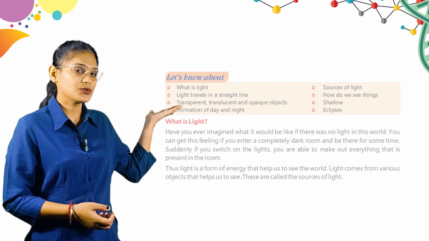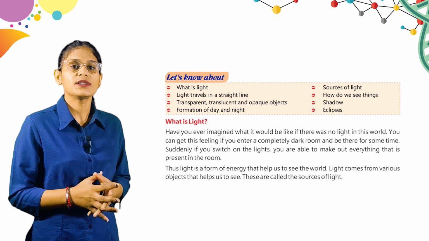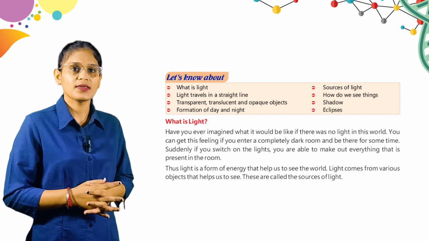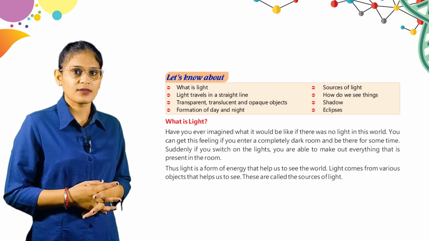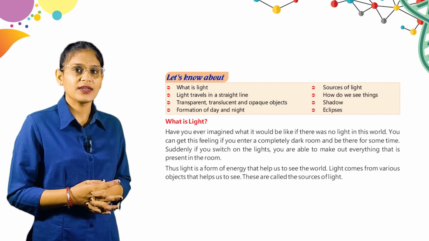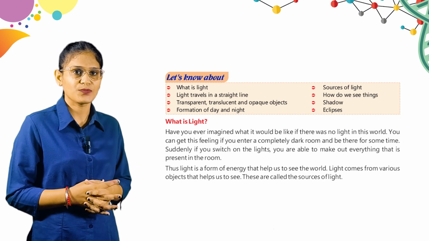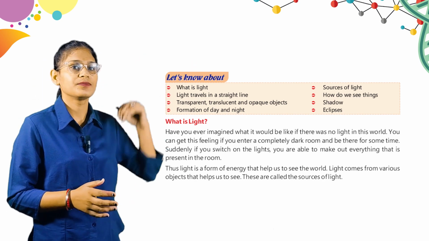Now let's know about, here is what is light, sources of light, light travels in a straight line, how do we see things, transparent, translucent and opaque objects, shadow, formation of day and night, eclipses. So these are some topics we are discussing in this chapter. Here is what is light.